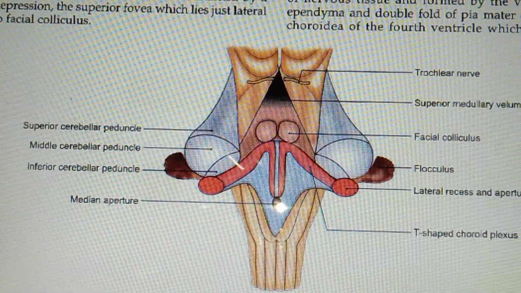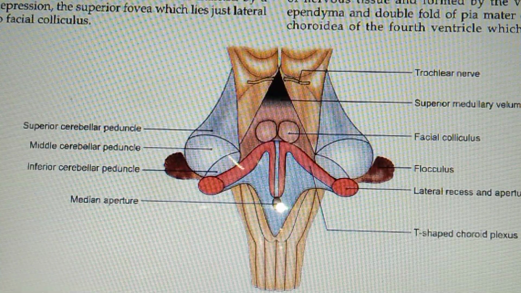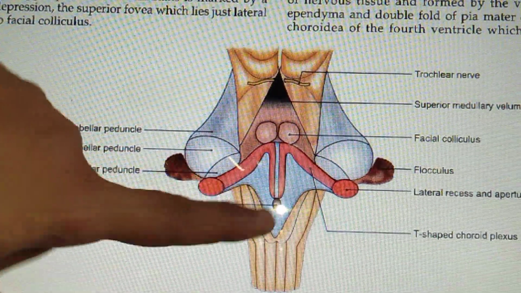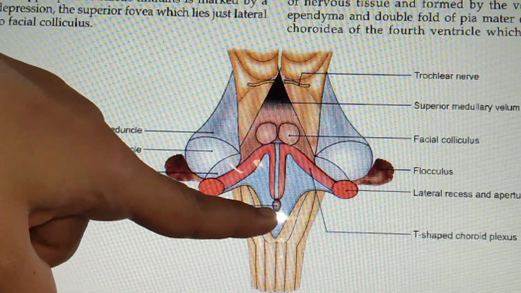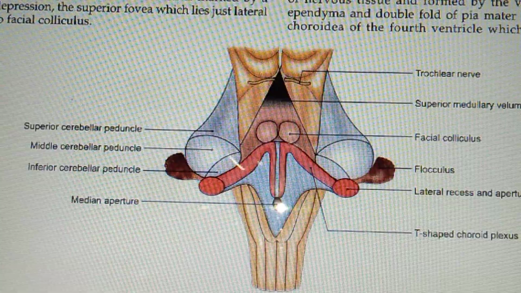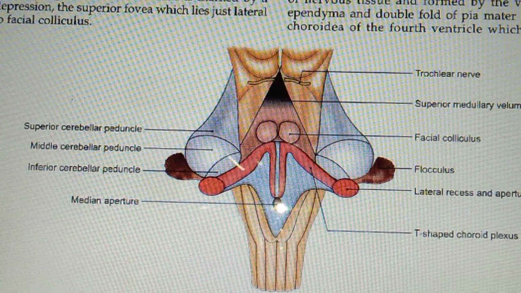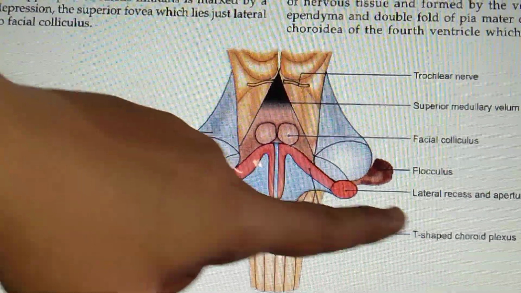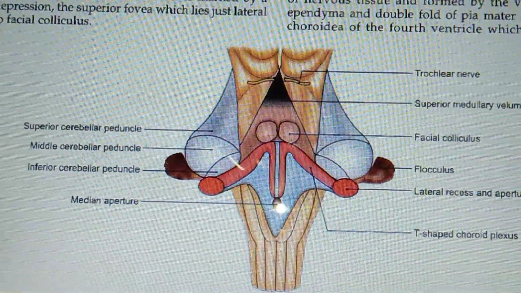The vertical limbs of the T-shaped structure reach the median aperture and project into the subarachnoid space through it. The lateral ends of the horizontal limbs reach the lateral apertures. Here you can see the lateral recess and the aperture.